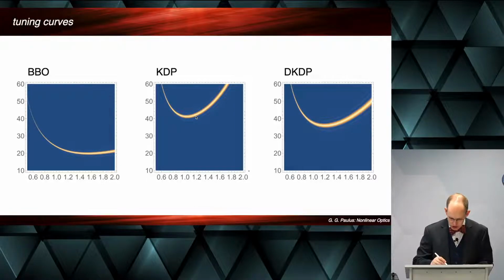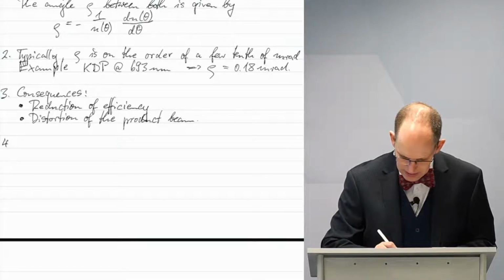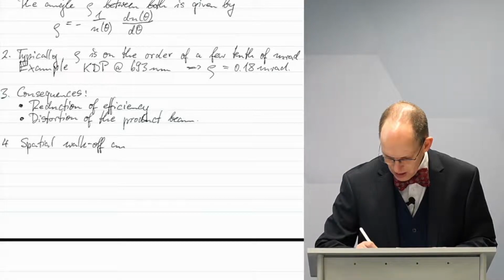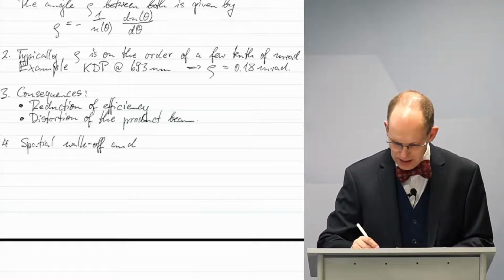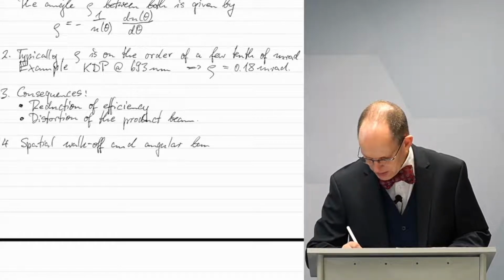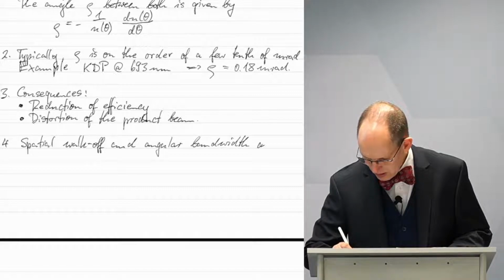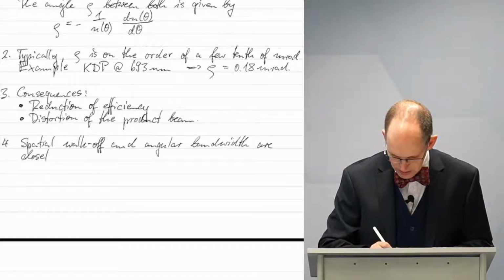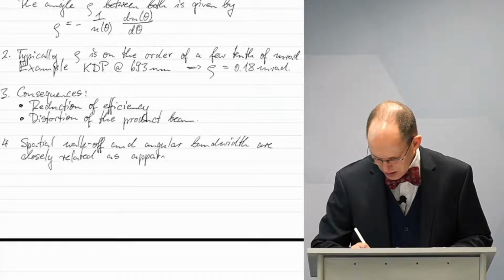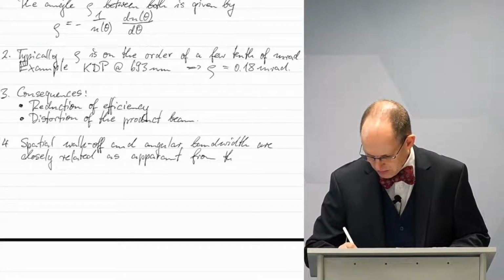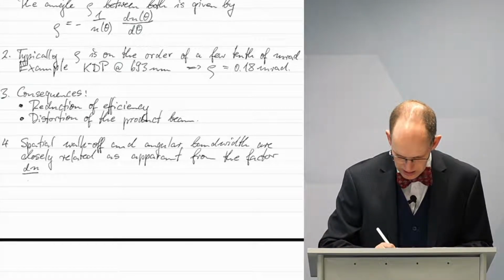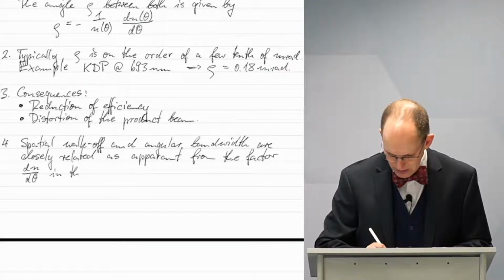Okay, so spatial walk-off and angular bandwidth are closely related, as apparent from the factor dn over d theta in the above equation.